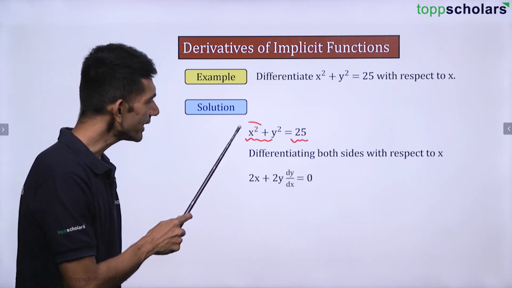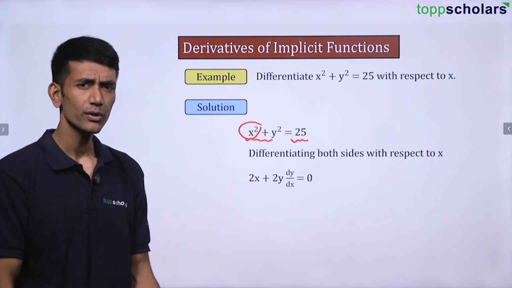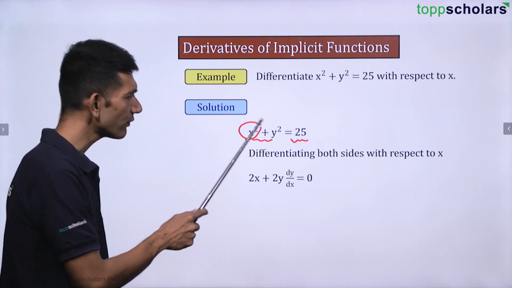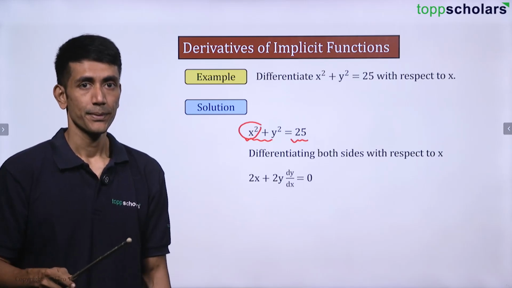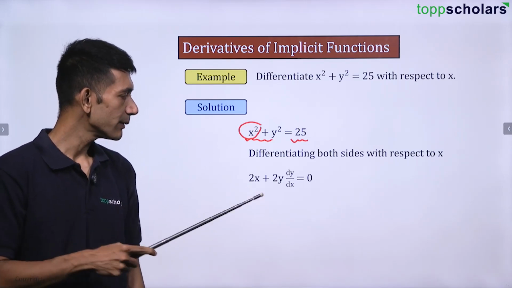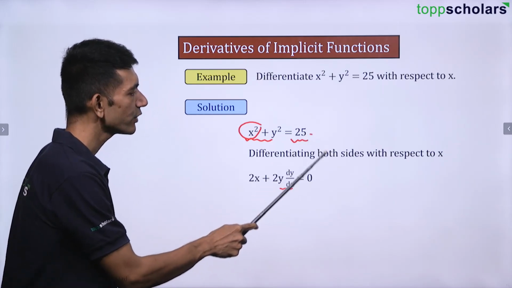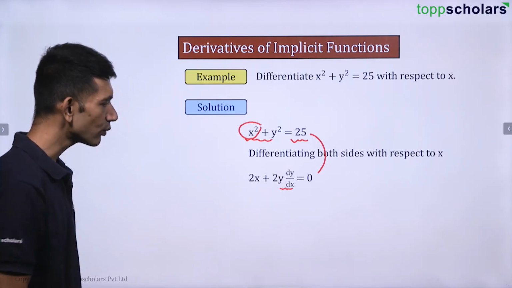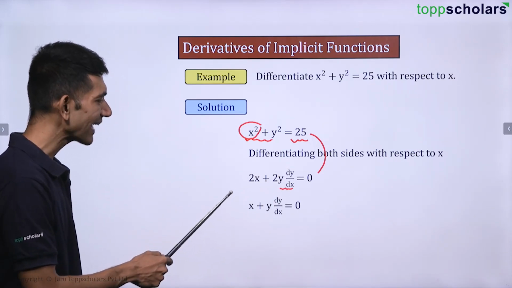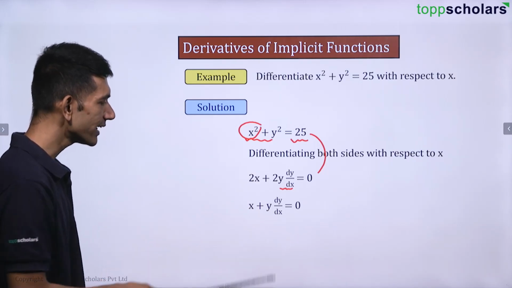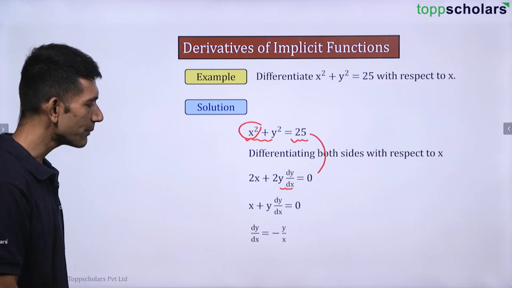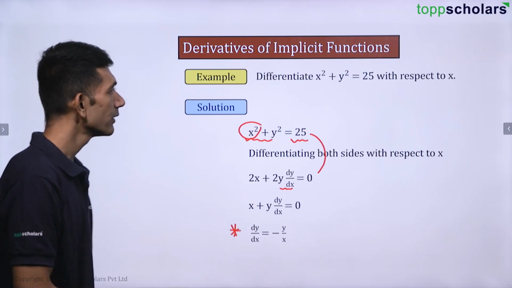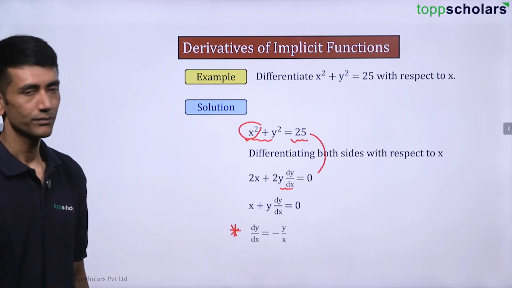Now see, what is the derivative of x square? The derivative of x square is 2x because that is x raised to n, x raised to n minus 1. But what is the derivative of y square? Derivative of y square is 2y. But since we are doing it with respect to x, that will be 2y dy by dx. And derivative of 25 with respect to x, with respect to anything, that will be 0 only. Now just keep dy by dx on one side. And 2 gets cancelled after taking common. X will go on the other side. So dy by dx is equal to minus y by x, right? And that is how you find out the derivative of the implicit function, correct?